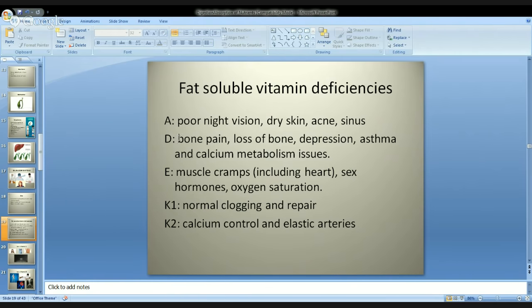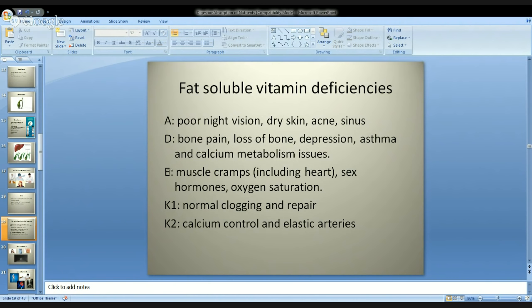Bone pain, loss of bone, depression, especially seasonal, asthma. Kids that go outside in the sun to get vitamin D miraculously get rid of their asthma symptoms. Interesting. If I had asthma, I would take high levels of vitamin D and K2. We'll get into that in a second. Vitamin D is also helping with calcium metabolism, in that vitamin D helps increase the absorption of calcium by 20 times in the intestine. So without vitamin D, you don't really absorb calcium.